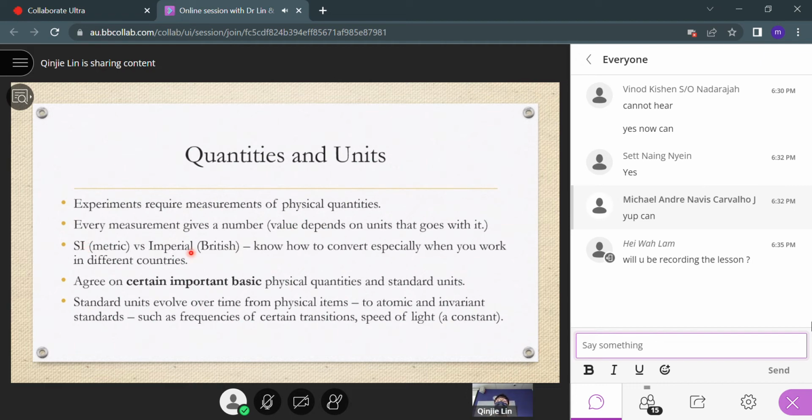The British kind of units, if you bake, you will see things like ounces. As engineers, good to know, but these days, we have Google, so very easily we can convert. But we will use SI most of the time. It is important to agree on certain important basic physical quantities so that people can communicate with each other, like we know what quantities and units we are referring to.